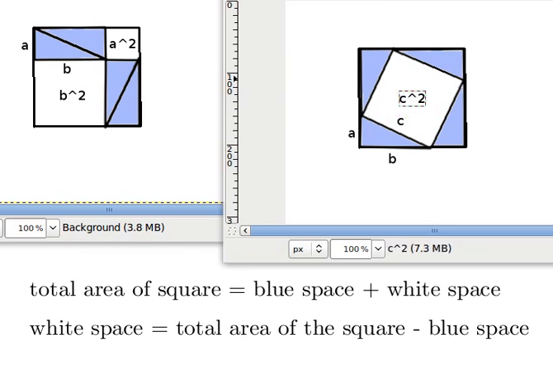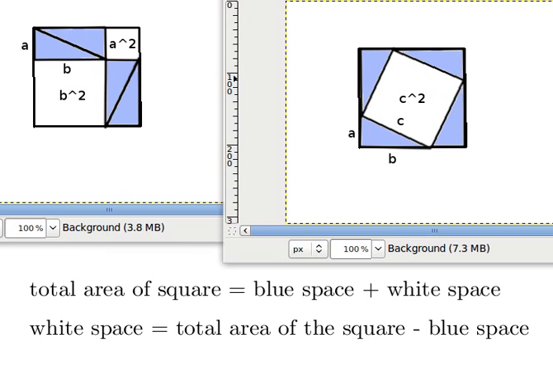Since the white space hasn't changed, the white space is the same amount in both of these individual pieces. The white space is equal to the total area of the square minus the blue space. But the white space over here is c squared, and the white space over here is a squared plus b squared. So this is a visual proof of the Pythagorean theorem, and I always thought that was kind of an interesting way to view it. You may not agree, but at any rate, remember this is not something that you're going to be doing on a test, but it is something that's still kind of cool, so I thought I'd go ahead and share it.